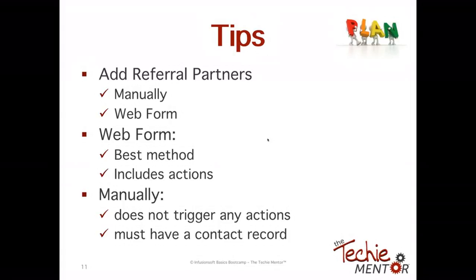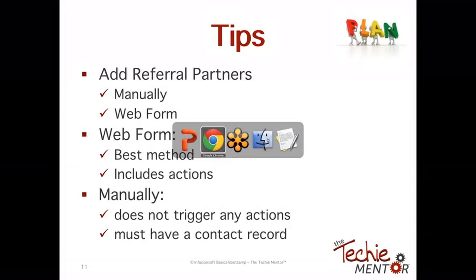And we'll come back, like I said, and look at this as we start looking at those actions. Manually, it's not going to trigger any actions, and they have to already have a contact record, which means they have to be in your database. They have to have already been added as a contact. The beauty of doing it as a web form, if they're brand new and they sign up at the same time, maybe they purchase something, it will create the contact record and make them a referral partner. Okay? So two ways to do it, web form or manually.